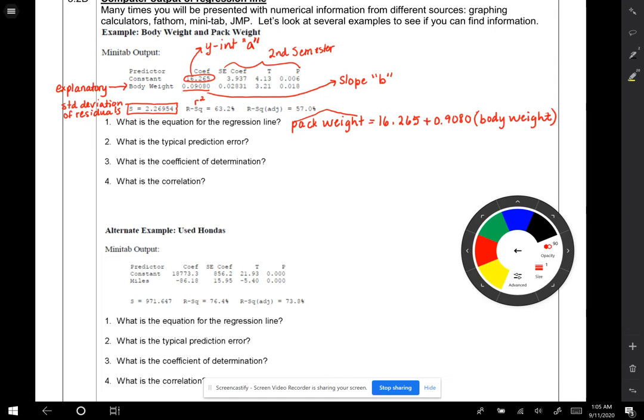And you could totally write, if it doesn't say any of that, you could have just written y hat equals 16.265 plus 0.9080 times x. It's always good if you are asked to do something in context to do it the first way. What is the typical prediction error? So the typical prediction error, that's your S. So S is equal to 2.26954 pounds of pack weight, your response variable.